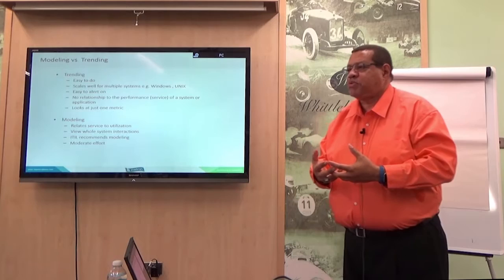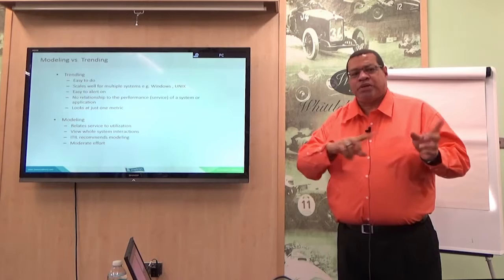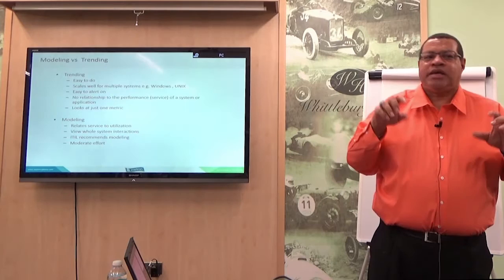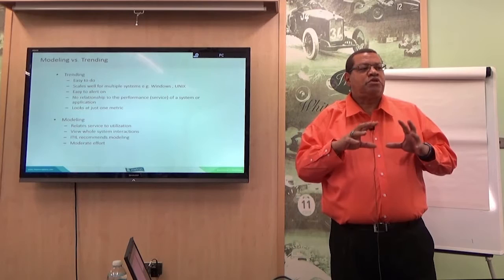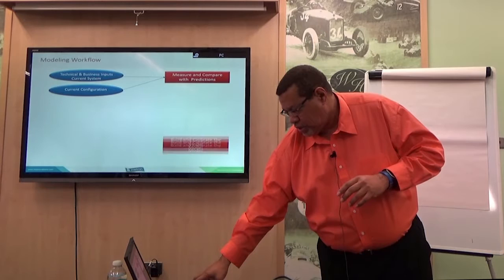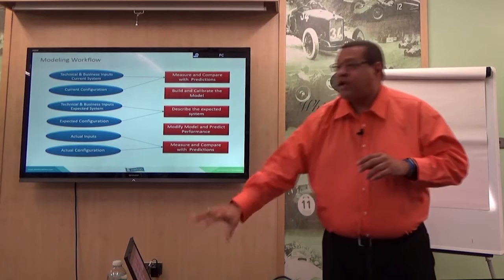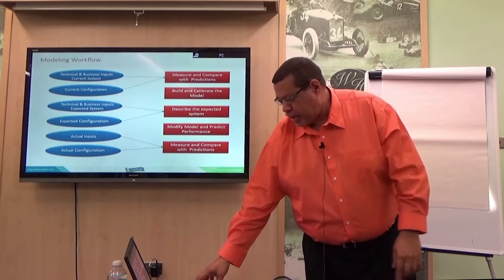Trending versus modeling. Trending is easy to do because it's just one metric. You're looking at that one metric. Modeling takes in the environment and looks at the workloads. Those are the two main differences between the two. I'll leave this for you. There are all kinds of notes within this presentation too, so all of that I'm saying here is in there. And you're more than welcome to email me if you have questions.